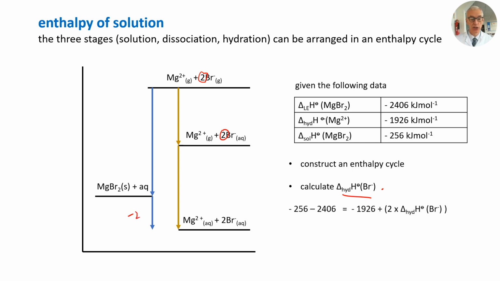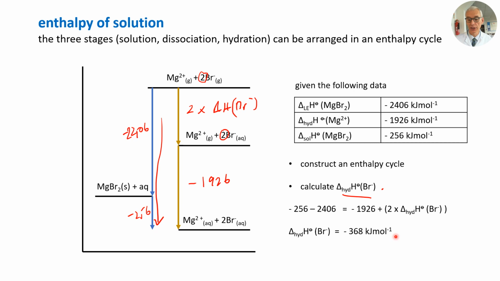So let's have a quick look at my calculation. I'm saying this is minus 256 and this is minus 2406. So these things added together, those enthalpy changes added together, is going to equal 2 times the enthalpy of hydration of the bromide ion plus the enthalpy of hydration of the magnesium ion, which is minus 1926. So this explains where this equation comes from. Minus 256 minus 2406 equals minus 1926 plus 2 times the enthalpy of hydration of the bromide ion, comes out as minus 368 kilojoules per mole.